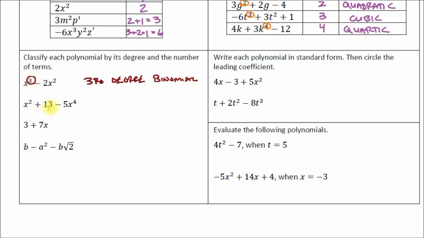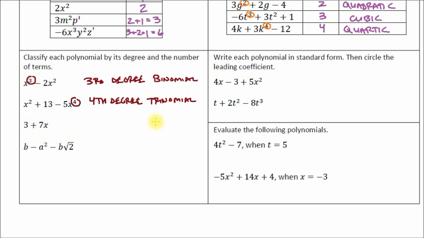Take a look at the next one. Well, we already know this is a trinomial because it has 3 terms. What's our highest exponent? Here it is. It's the 4. So it's a 4th degree, 4th degree trinomial.